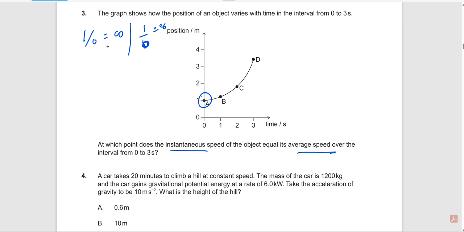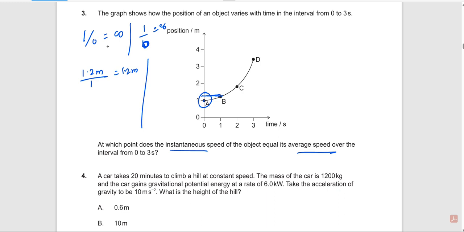At point B, this will be my instantaneous position, which is equal to 1.2 meters nearly, divided by time taken. Time taken is nothing but 1 second. So which is equal to 1.2 meters per second. 1.2 meters per second is your instantaneous speed. And what is the average speed?